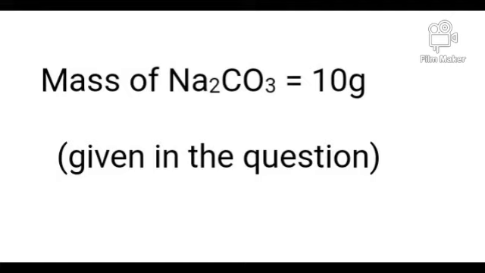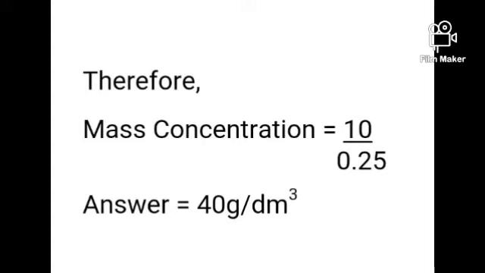Now, the mass of Na2CO3 is 10 grams. This, of course, is given in the question. So, if we're going to calculate mass concentration, we're going to say 10 divided by 0.25, that is the mass divided by the volume in dm cubed. That will give us 40 grams per dm cubed.